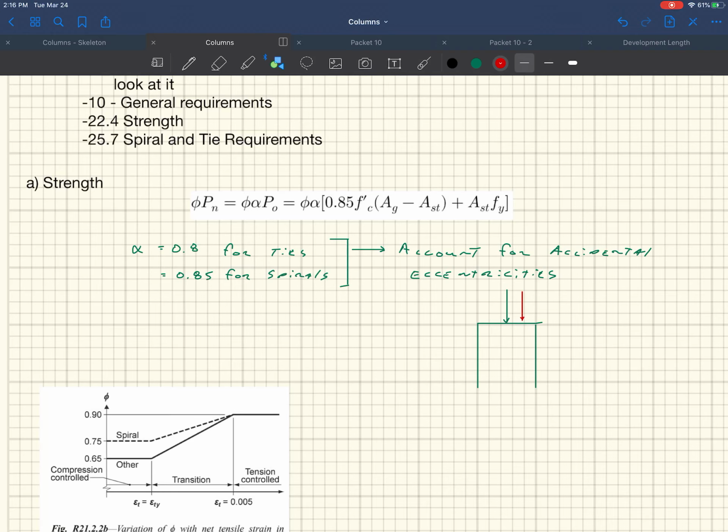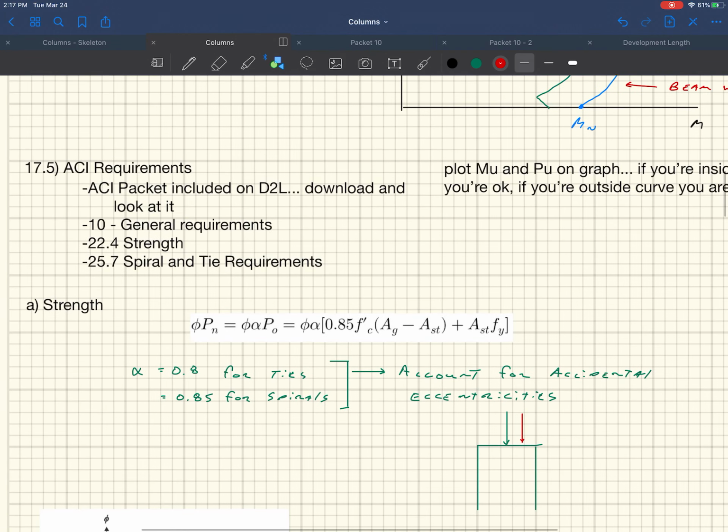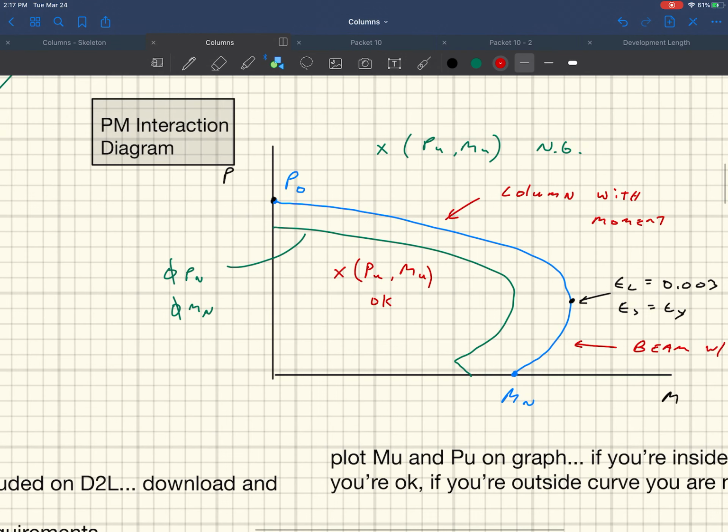You'd think that would be covered with your phi factors and stuff like that, but I guess it's so much of a problem. ACI is like, listen, you've got to put in this extra factor to account for this accidental eccentricity, and then to show what it does. That's another one of the other reasons why I talk about the PM interaction diagrams, right?